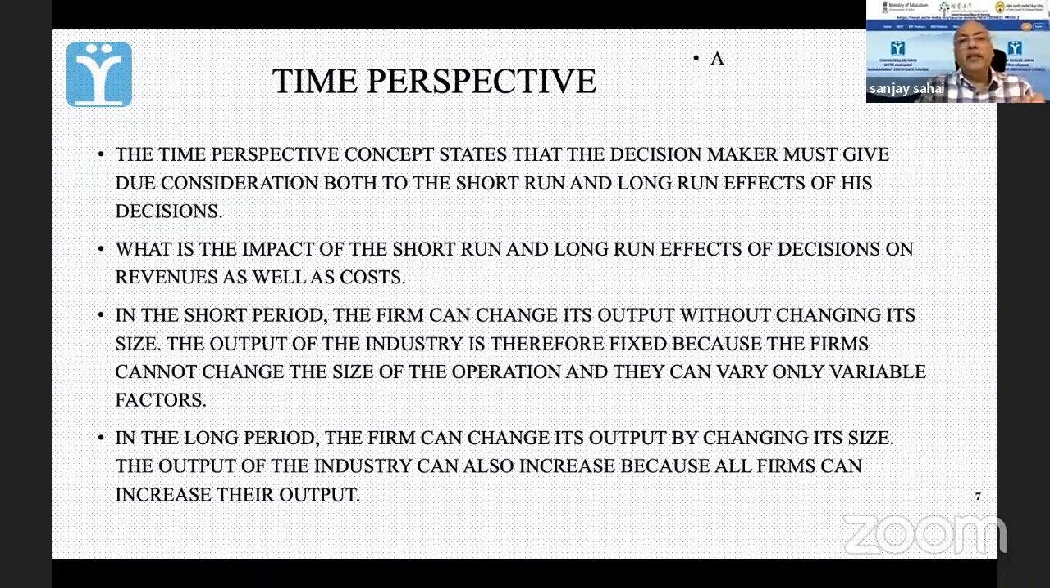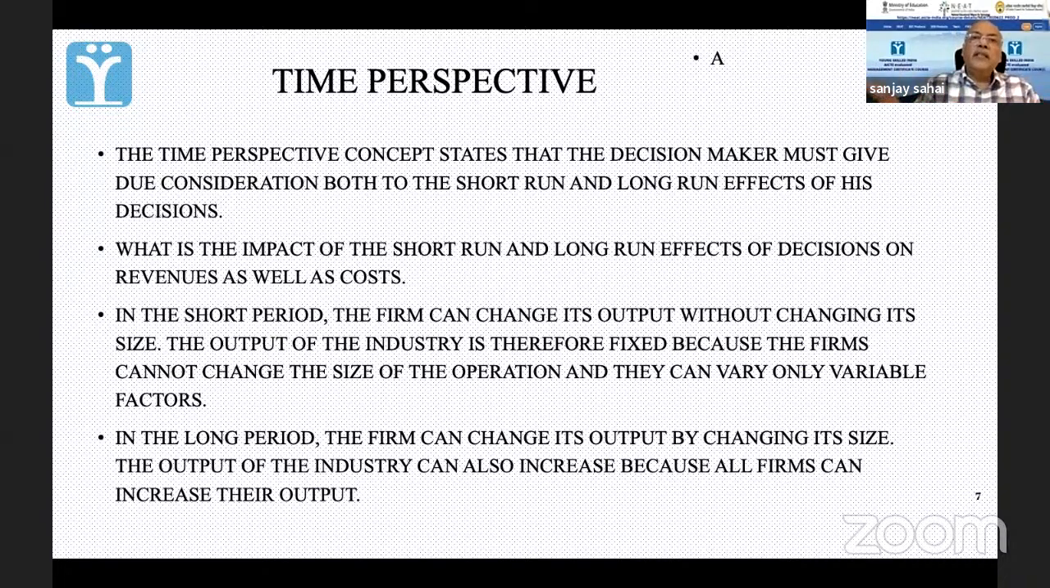In the long period, the firm can change its output by changing its size. How does it change its size? It makes fresh investments, brings in new machines, sort of ramps up the entire scale of production. And as a result, the total output increases.